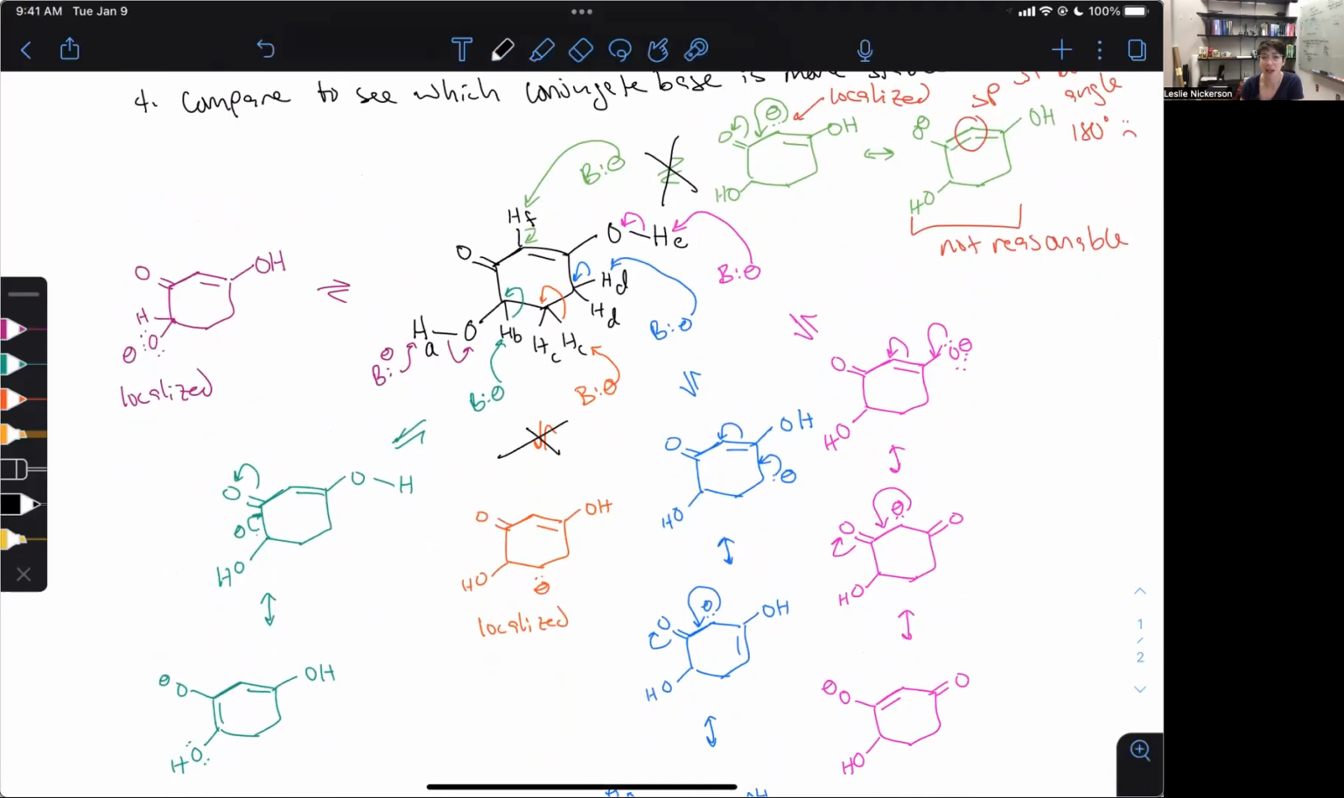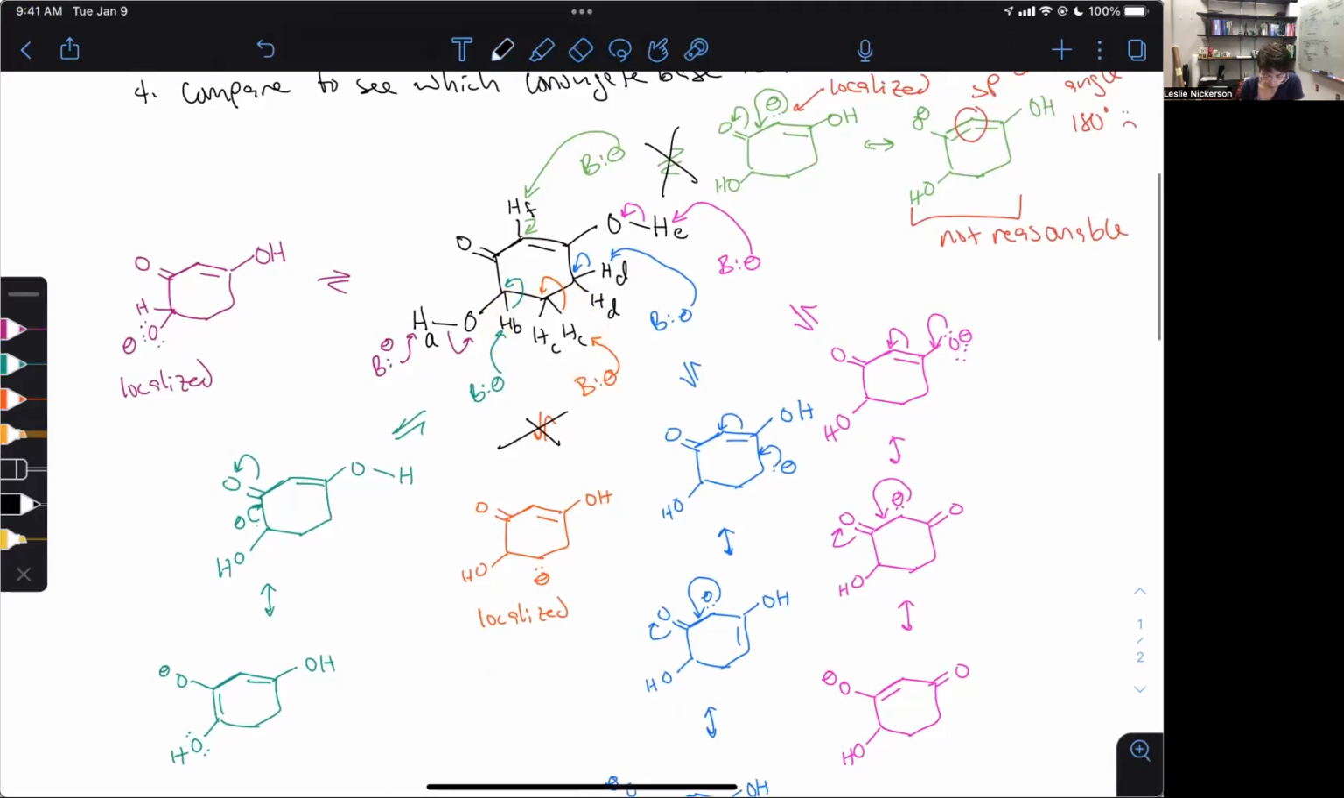And keep in mind, I'm showing you the full run through of this. You do not need to draw out every single conjugate base that is possible. If you can see this situation here and go, well, that's not going to give me anything reasonable, don't draw it out. You don't need to. But if you're still trying to get the hang of it and you need stuff drawn out, then don't be afraid to draw it out. It's really not that bad.